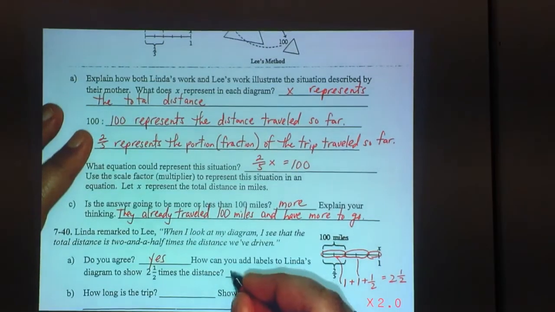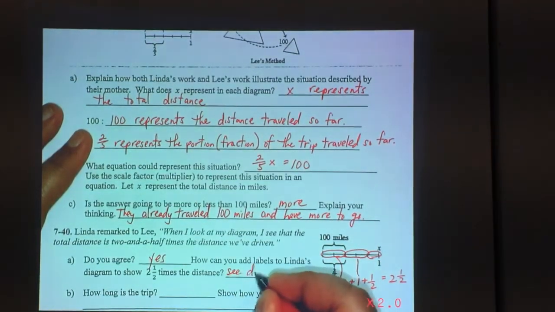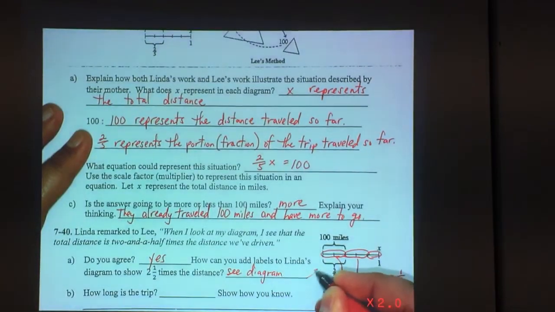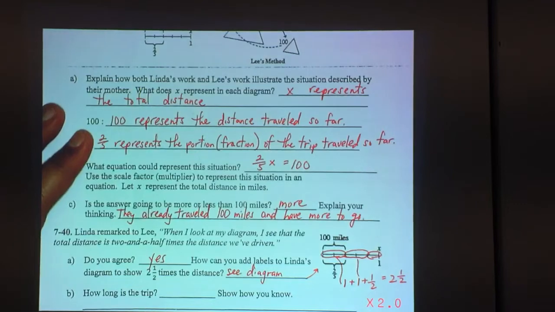How can you add labels to Linda's diagram to show 2.5 times the distance? Well, we just added the label, so we're going to draw an arrow so we point at the diagram.